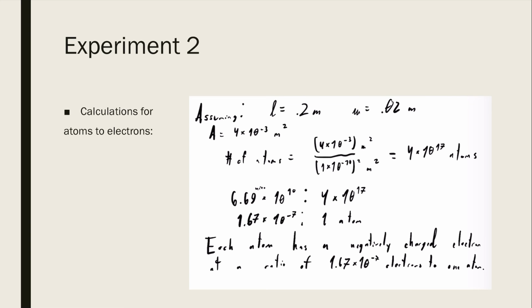To calculate the number of atoms to electrons, we assumed that the length was 0.2 meters and the width was 0.02 meters. The number of atoms we calculated was 4 times 10 to the 17th, and we had a ratio of 1.67 times 10 to the negative 7 electrons per atom. Each atom had a negatively charged electron at a ratio of 1.67 times 10 to the negative 7 electrons.